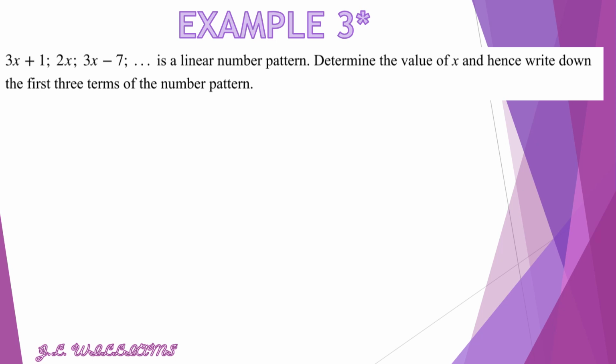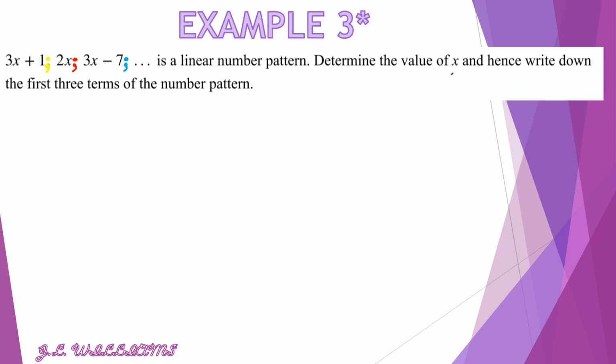3x plus 1. So let's just separate that, guys. So 3x plus 1, 2x, and then 3x minus 7. Those are the first three terms in a linear number pattern. Determine the value of x and hence write down the first three terms.